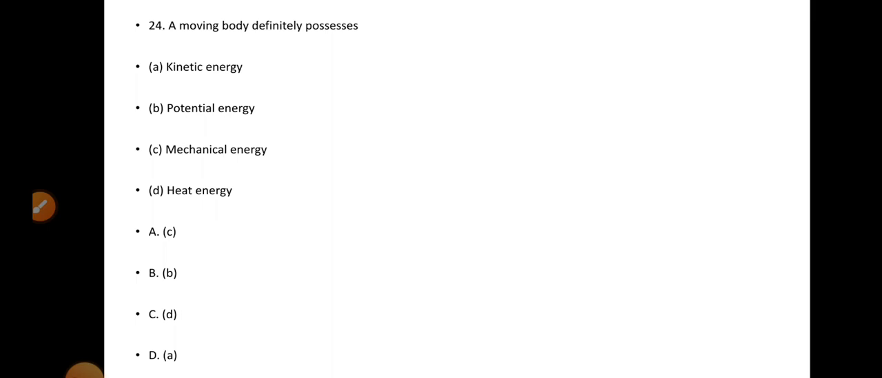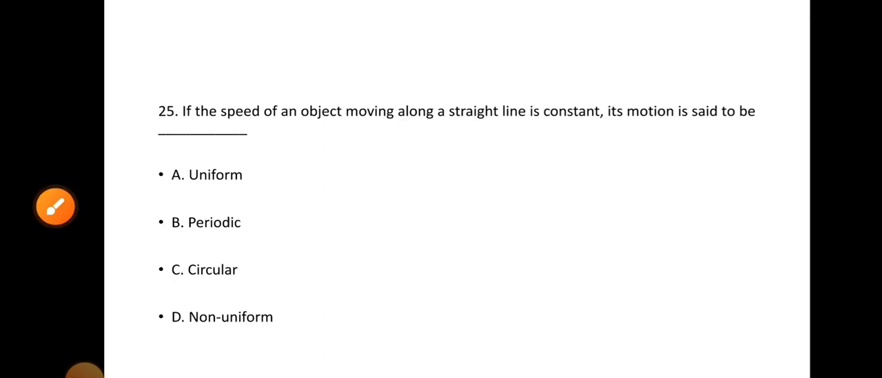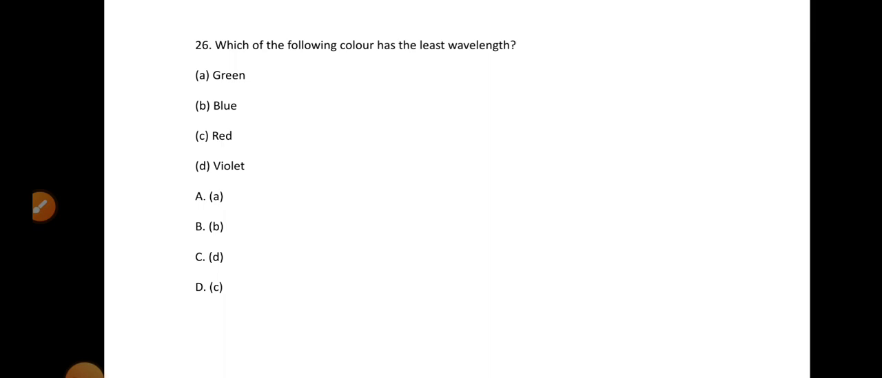24. A moving body definitely possesses kinetic energy, potential energy, mechanical energy, heat energy. Again, answer from these options, not from the above options. 25. If the speed of an object moving along a straight line is constant, its motion is said to be uniform, periodic, circular, non-uniform. These are physics questions. 26. Which of the following colors has the least wavelength? Very easy question again. Green, blue, violet, red. Answer from the options which are mentioned below, not the above options.